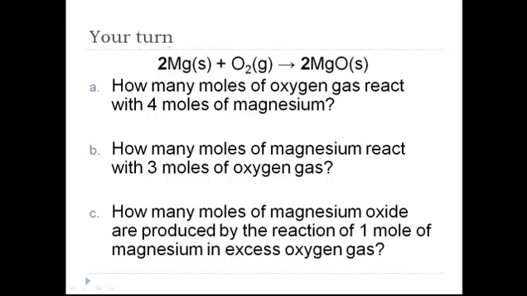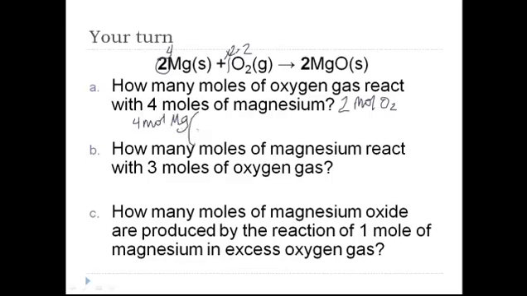For the first one, they give you 4 moles of magnesium. So that's twice as big as this coefficient. They ask about oxygen gas, which has an invisible coefficient of 1. So if we do twice that, we're going to end up with 2 moles of oxygen gas. Or you can show all your work.